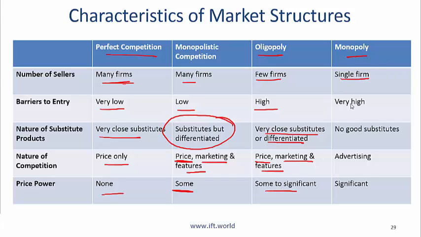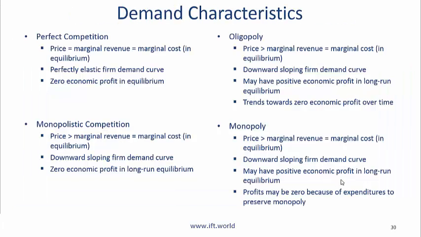In a monopoly, we just have a single firm and barriers to entry are very high, no good substitutes, that's why we have a monopoly. Nature of competition is generally based on advertising, and pricing power can be significant. You need to understand the demand characteristics of the 4 structures. With perfect competition, the price is equal to marginal revenue is equal to marginal cost. This is what happens in equilibrium.